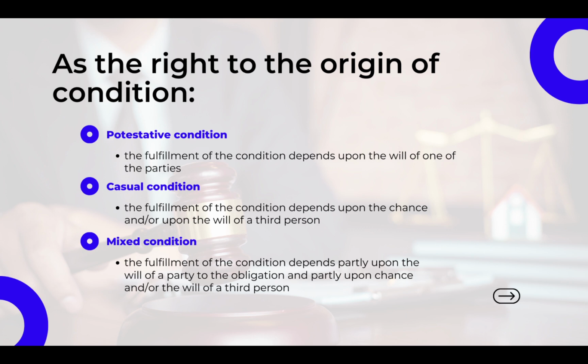When you speak of casual condition, the fulfillment of the condition depends upon the chance or upon the will of a third person. Ito yung mga tinatawag nating kondisyones na pwedeng pag nanalo ng sweepstakes, pag nanalo ng loto, wala na palang sweepstakes. May sweepstakes pa ba ngayon? So, yun yung mga casual condition. When we speak of potestative, depende yan. Kung either debtor or your creditor.